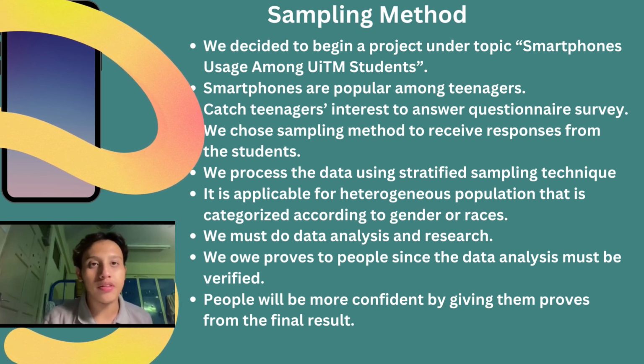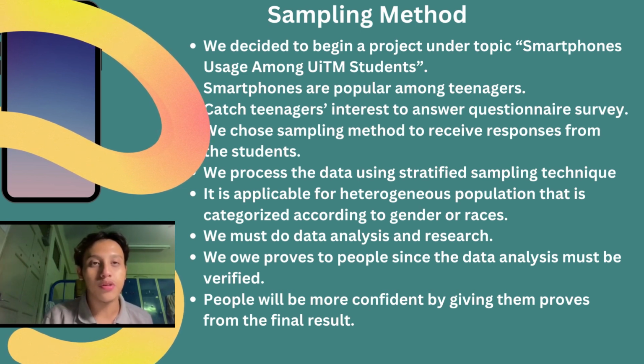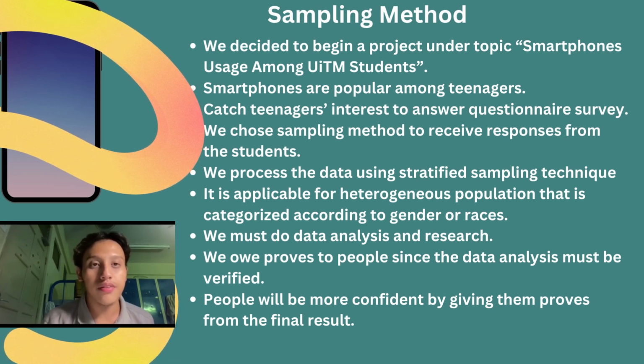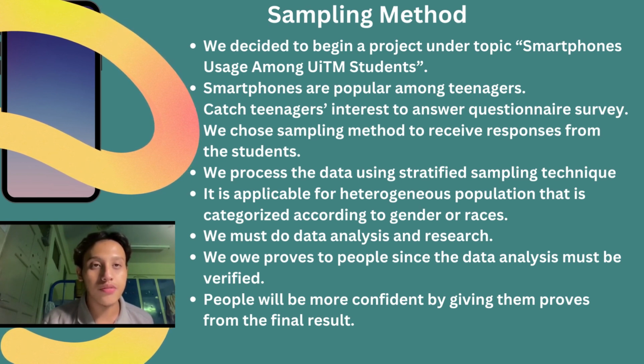Next, we chose the sampling method to get all responses from UiTM students. We have used an online platform called Google Form to receive responses from our questionnaire survey. We have not only received responses from our diploma course, but also from other courses. In the survey, we have provided questions about faculty and their courses. From there, we get to analyze their courses and faculty. In addition, we will process the data that we have received using the stratified sampling technique. What is the stratified sampling technique? It is applicable for a heterogeneous population that is categorized, such as according to their gender or races. After receiving the result, we get to do analysis, read, and check conveniently.